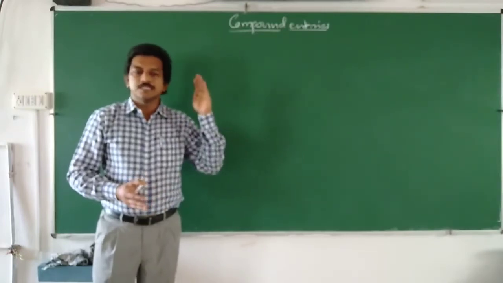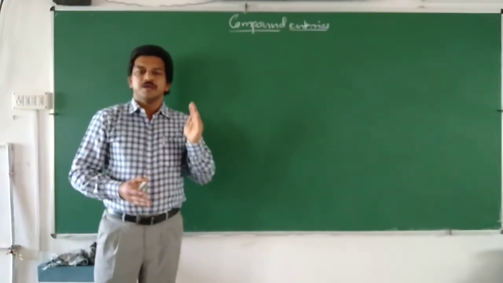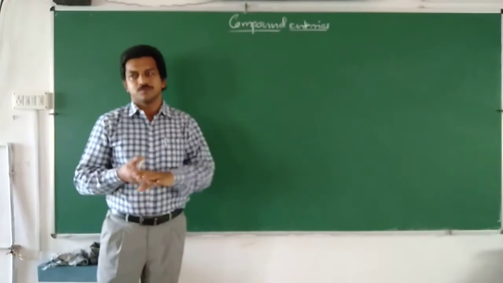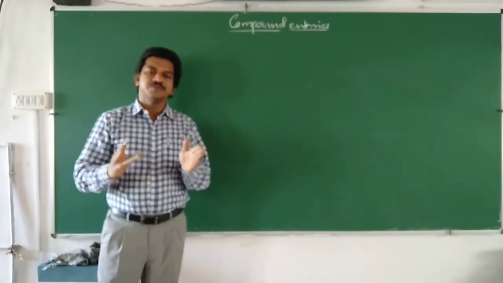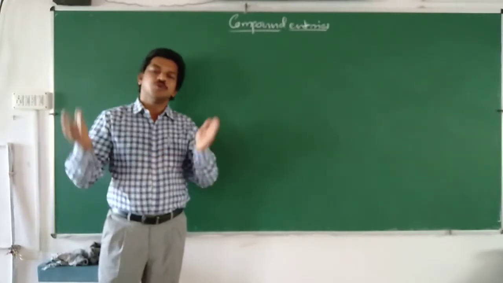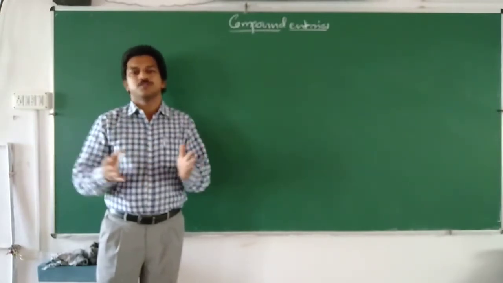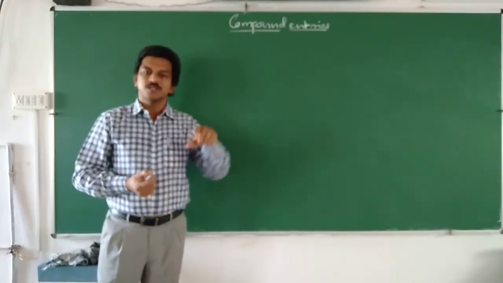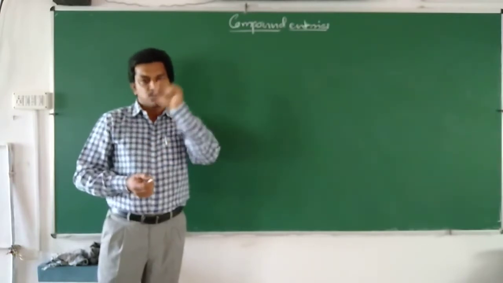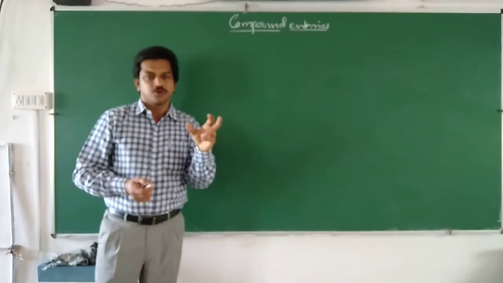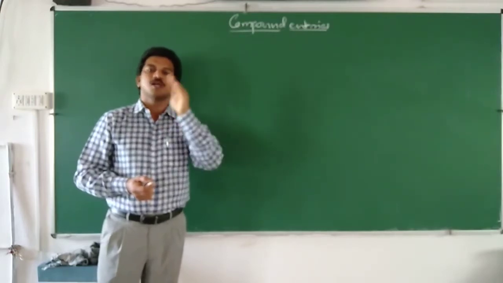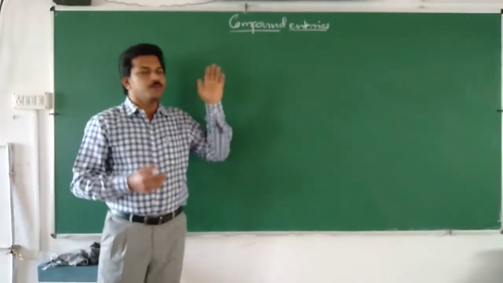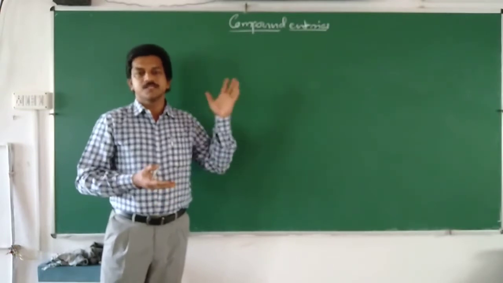Compound entries are entries where there is more than one debit aspect or more than one credit aspect, or both. An entry with more than one debit aspect or more than one credit aspect or both is called a compound journal entry. Or both means more than one debit aspect as well as more than one credit aspect. Let us see an example.